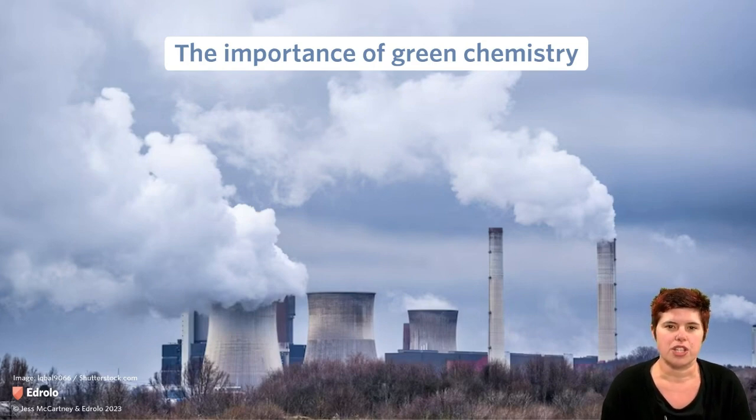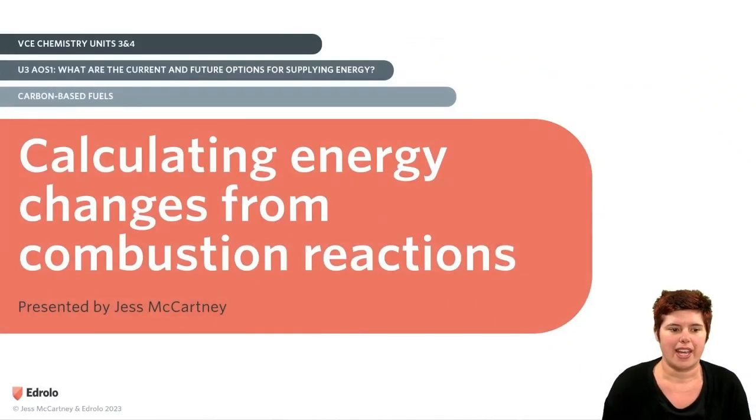So when energy is produced, lots of energy is actually lost through this process. And so as chemists, we can start to think of ways to preserve this energy or use this energy at different parts. And this is the very beginning of starting to look at those green chemistry principles. So let's get started. We're going to be looking at calculating energy changes from combustion reactions.